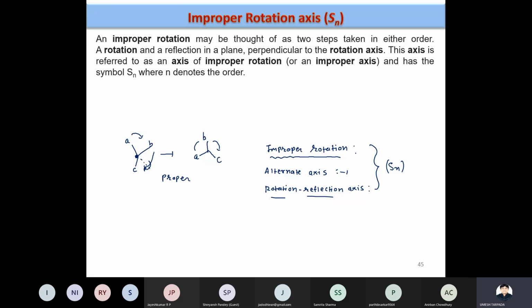Reflection using a plane which is perpendicular to the rotation axis. So if you are getting the same structure, then you can say the molecule has an improper rotation axis. And if you are not getting an equivalent structure, then we can say that the improper rotation axis, or alternate rotation axis, is absent. So improper rotation may be thought of as a two-step process, that is, rotation and reflection in a plane perpendicular to the rotation axis. So now let me check one example.